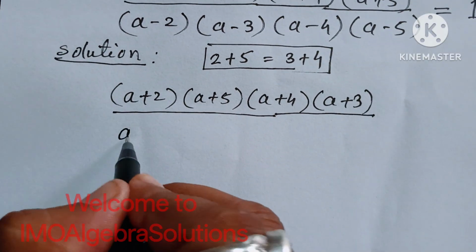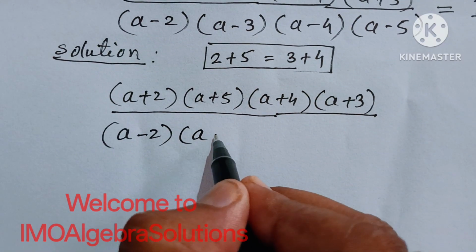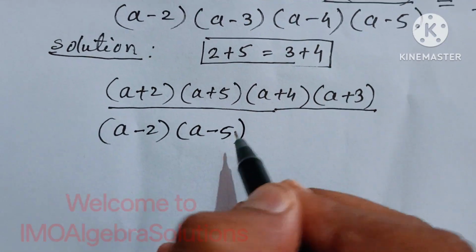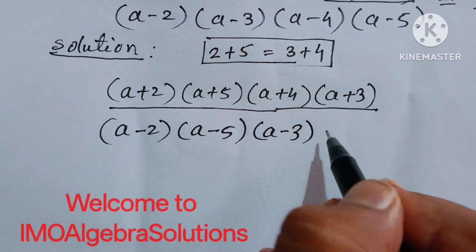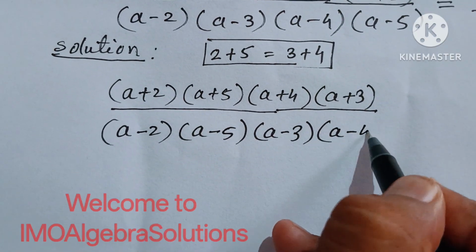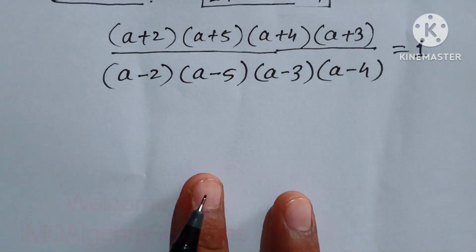Then (a-2)(a-5), then (a-3)(a-4), equal to 1. In this way we have to write.